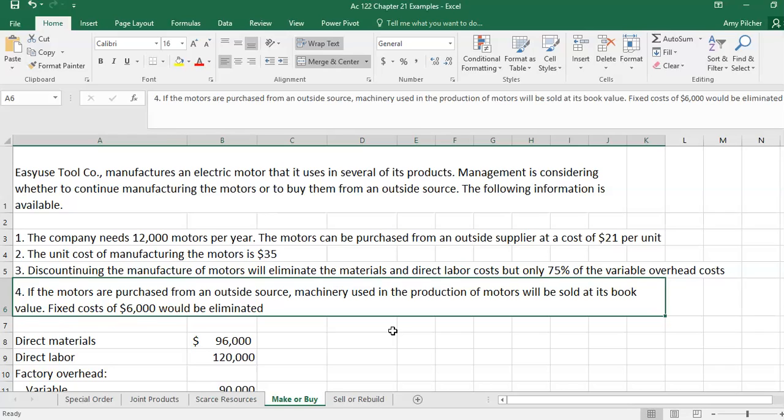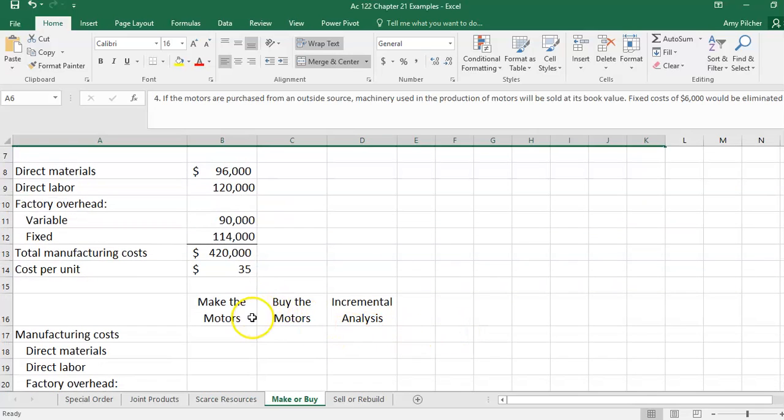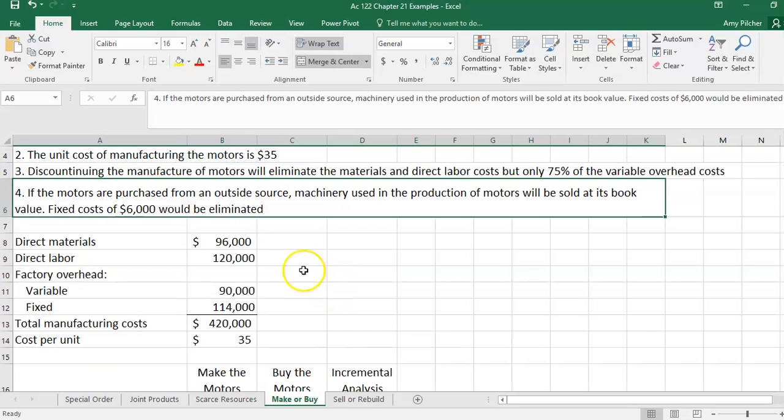Remember, we can't get out of overhead costs just because we stop making this motor. Now, it does give us some information here that we can eliminate $6,000 of our fixed costs, but is that enough? So we want to look at what it costs to make the motors, what it costs to buy the motors, and what our incremental analysis is. The incremental analysis is the difference between the two decisions.